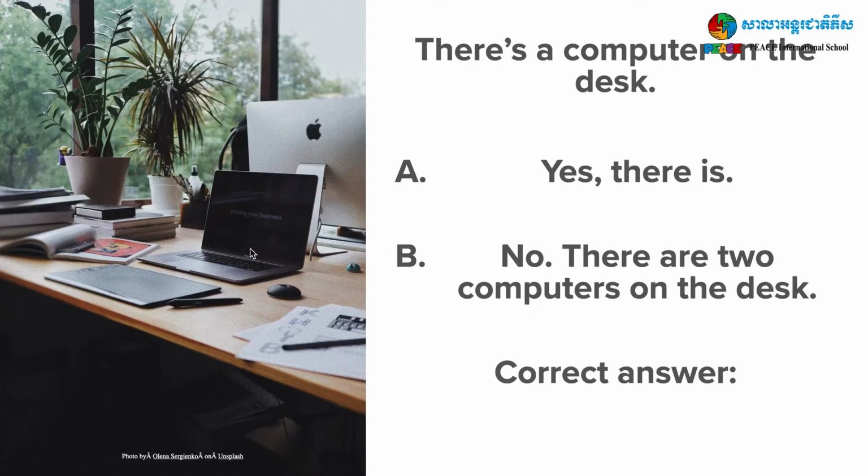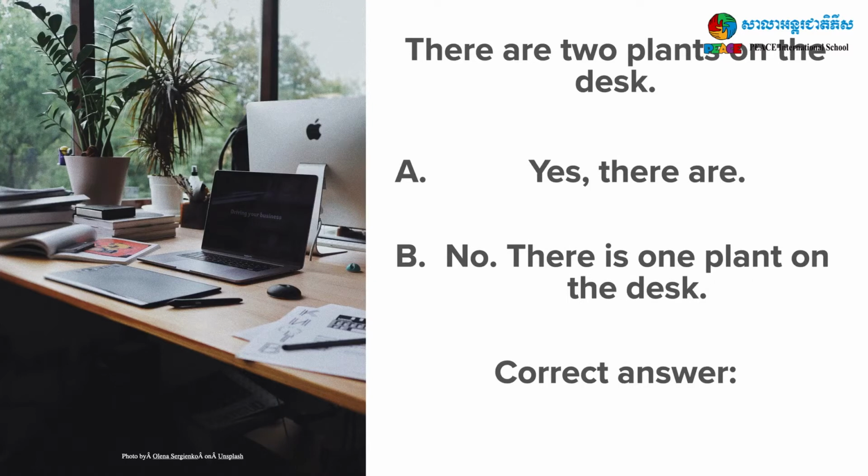Here's a computer, but what is this? How many computers are there? So the choice is A, yes there is, or B, no, there are 2 computers on the desk. So this sentence says there's a computer on the desk. What's the correct answer? The correct answer is B. No, there are 2 computers on the desk.